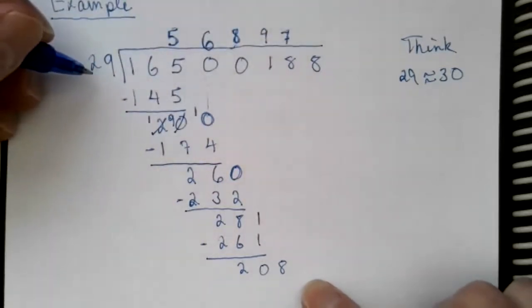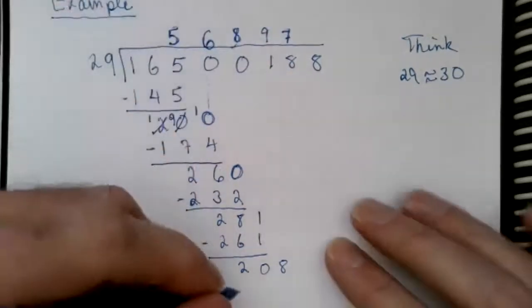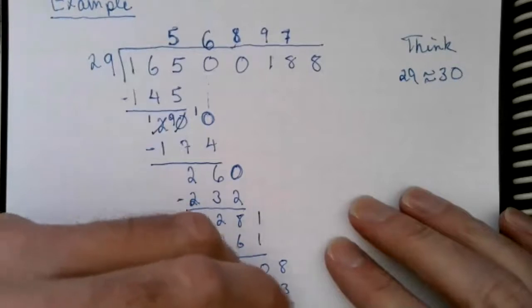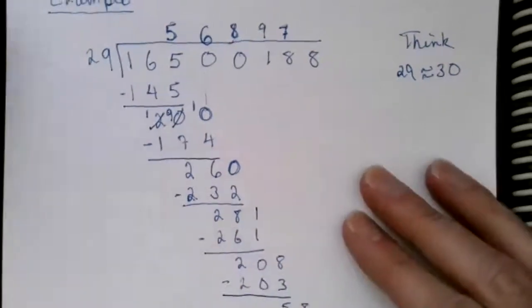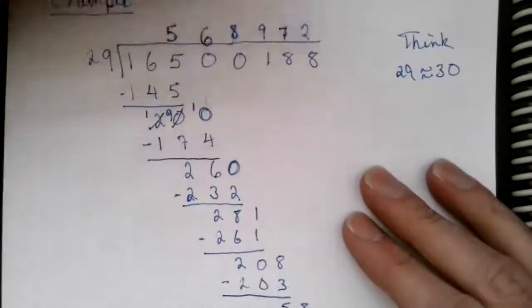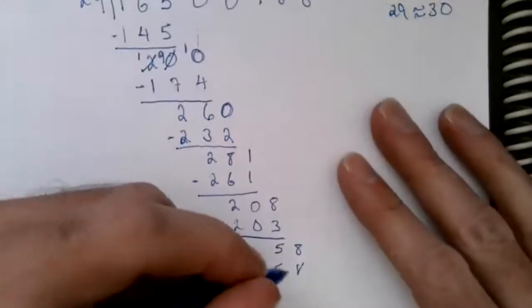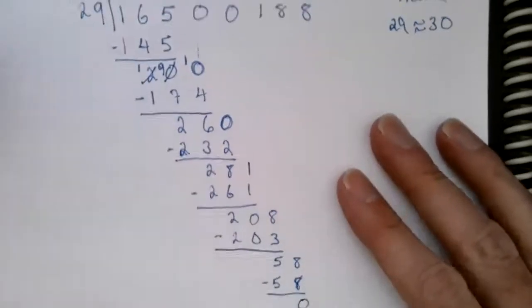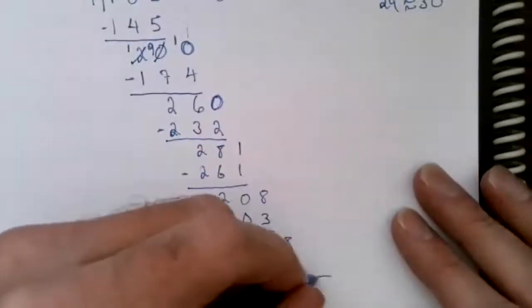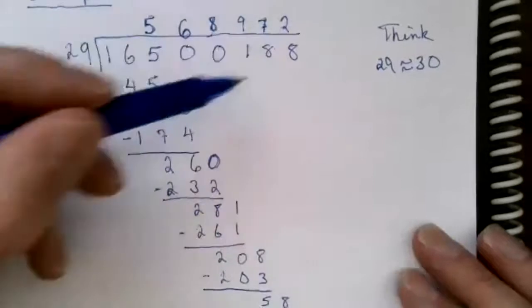Okay, but of course, we don't want 30 copies of 7. We only want 29. So that'll be 203. And then 58. So the last thing here should be a 2. 2 times 29 is 58. So it gets us to 0. Okay, and then of course, at this stage, we know that we're done. We've gotten to the last digit.